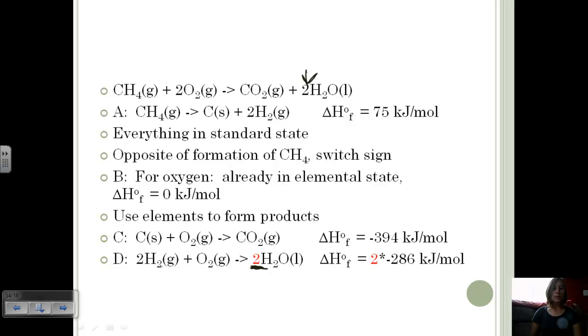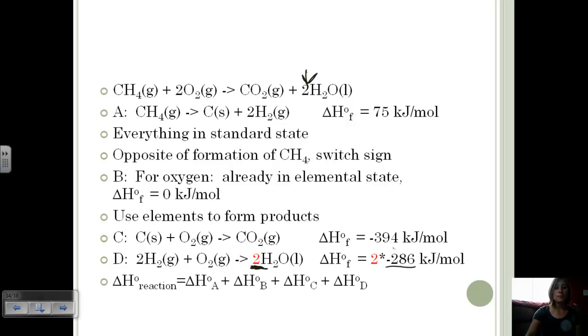And so we have 2 hydrogens plus oxygen goes to 2 waters. Everything is in its standard state. And if we had 1 of everything, or 1 mole of water being produced, we'd have an enthalpy change of negative 286. But since we have 2 water molecules, we're multiplying it by 2.